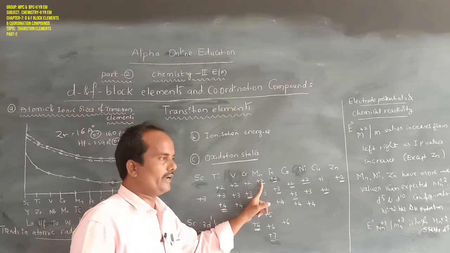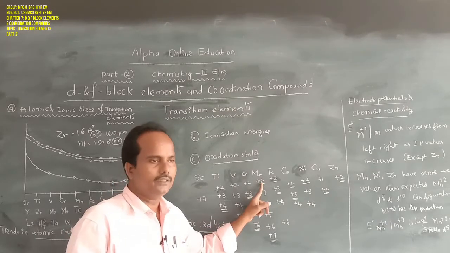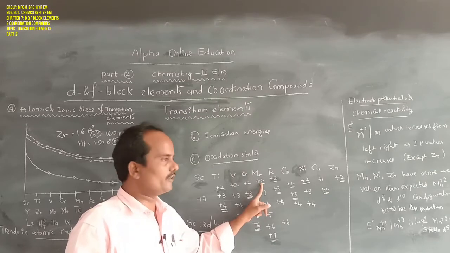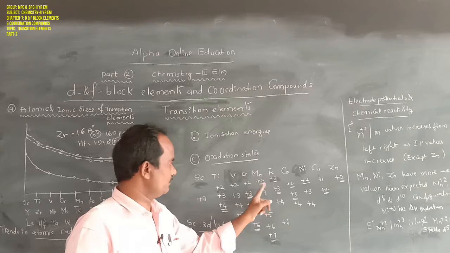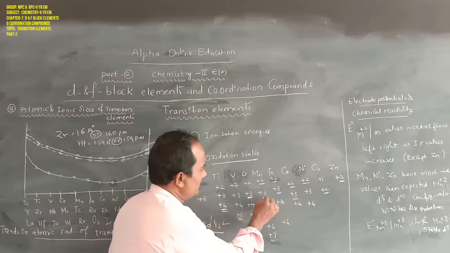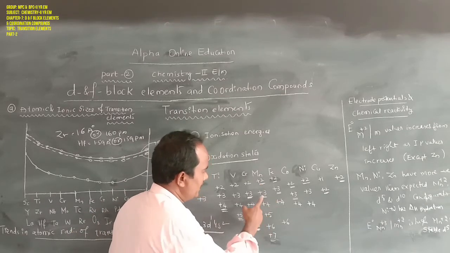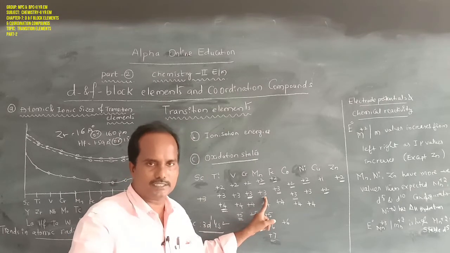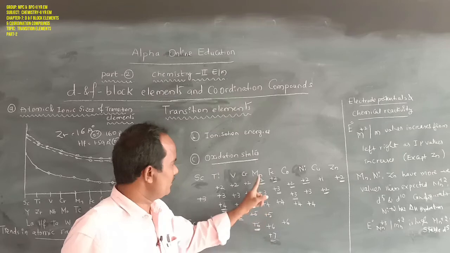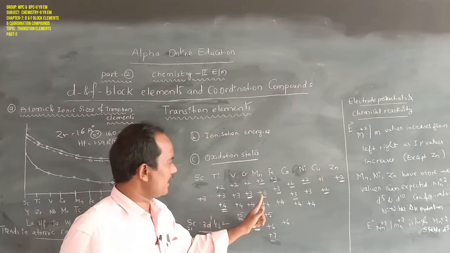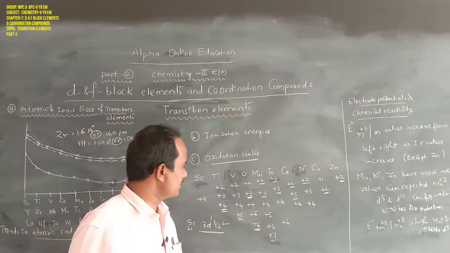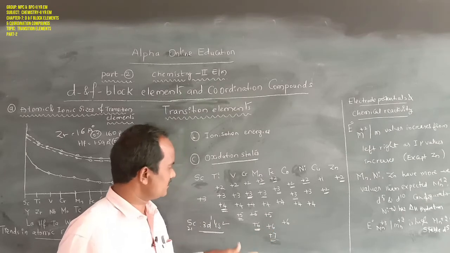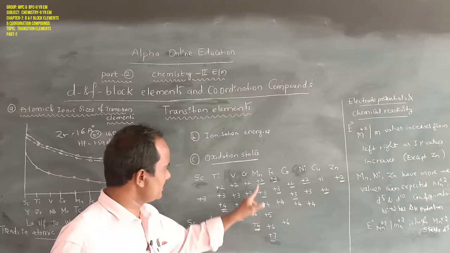Then 3d5 is a half-filled electron configuration, which is a more stable electron configuration. Next, in the +3 oxidation state, manganese acts as an oxidizing agent. Then there is +7, the highest oxidation state of manganese in this series.